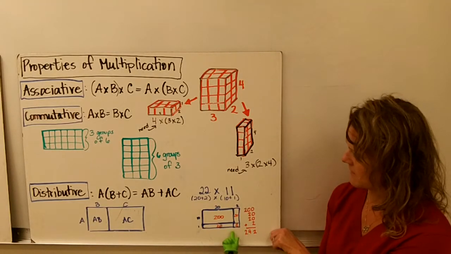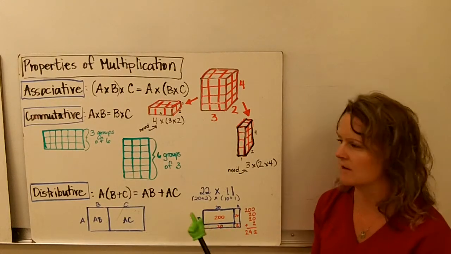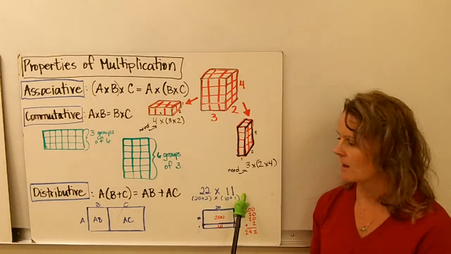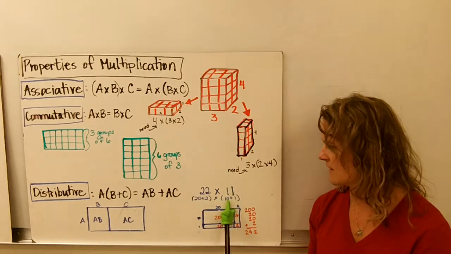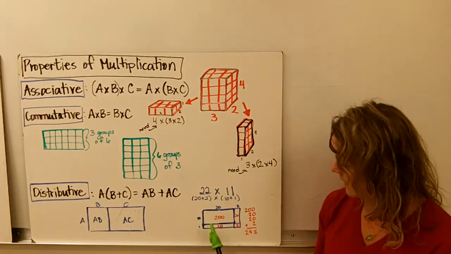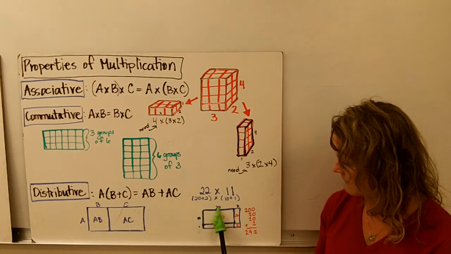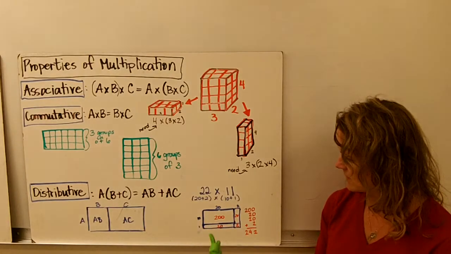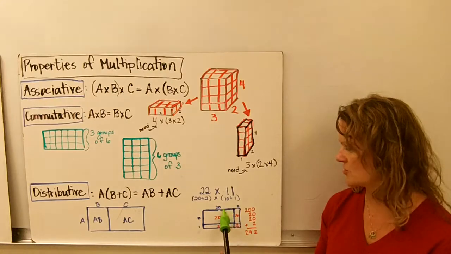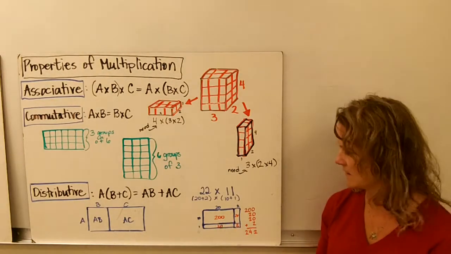Here's one that's maybe a little more complicated, and I'm using numbers here to show 22 times 11. To do this, I'm going to think of 22 as 20 plus 2, and I'm going to think of 11 as 10 plus 1. So now, with my rectangular array, I have 20 plus 2 times 10 plus 1. Now I'm going to multiply the partial products.